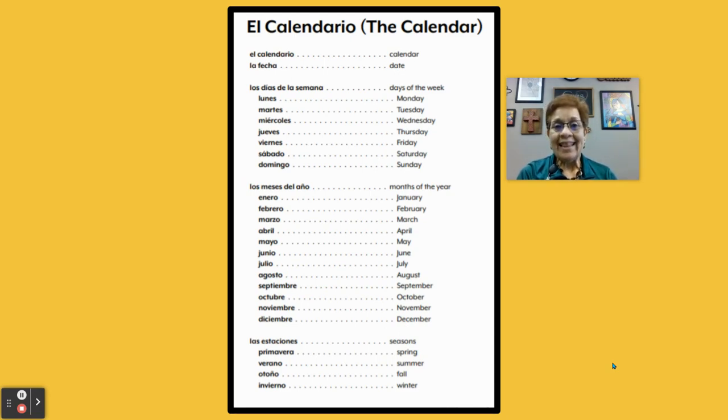Repeat then. La fecha. La fecha. We use la fecha in our question word with the date. ¿Cuál fecha es hoy? What is today's date? La fecha.